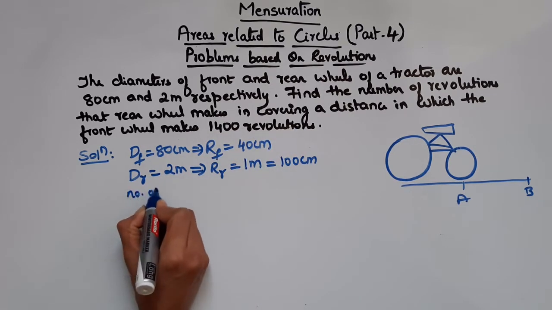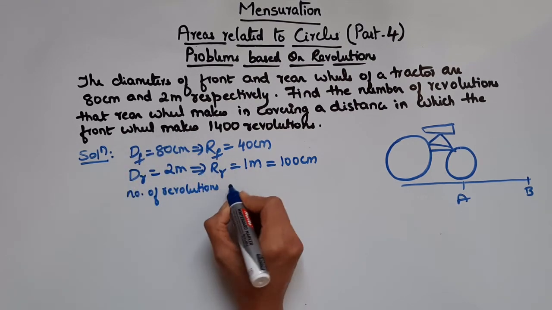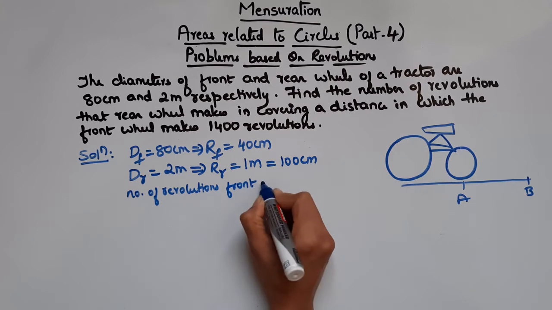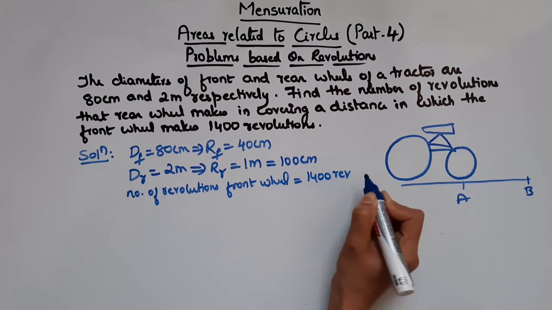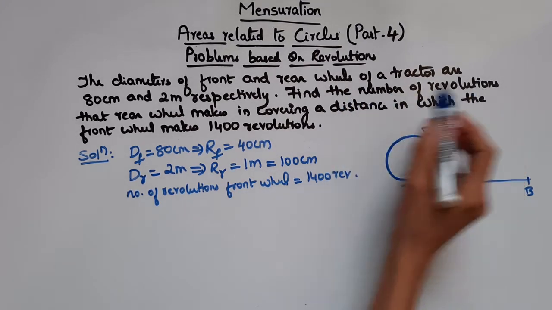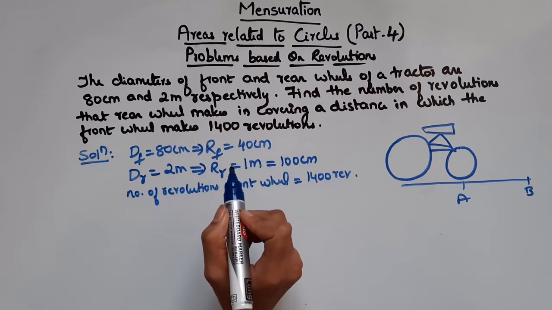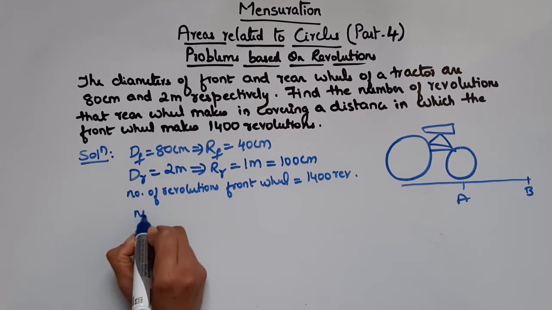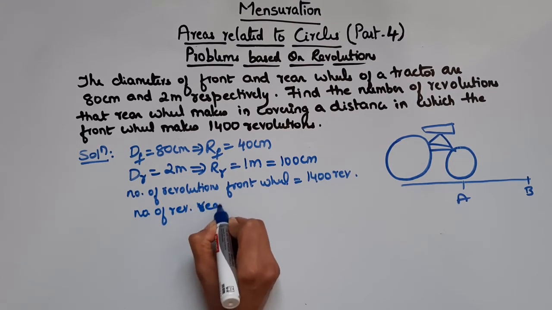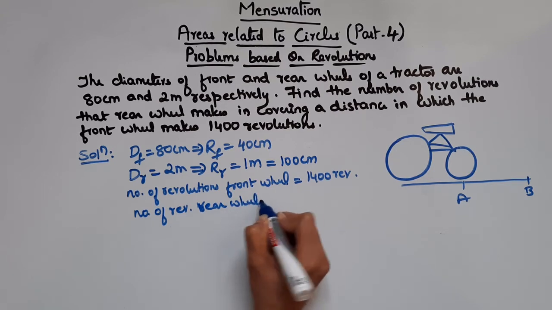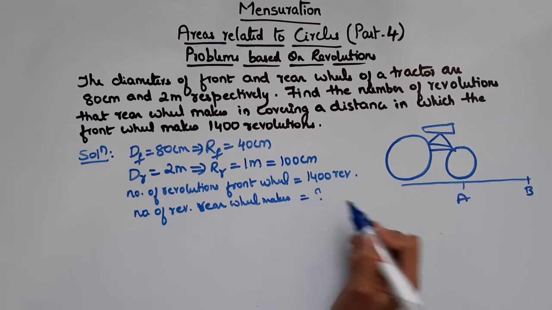So number of revolutions made by the front wheel is equal to 1400 revolutions. So we have to find the number of revolutions that the rear wheel makes when the front wheel is making this many revolutions. Right? So we have to find the number of revolutions the rear wheel makes when the front wheel is making 1400 revolutions.